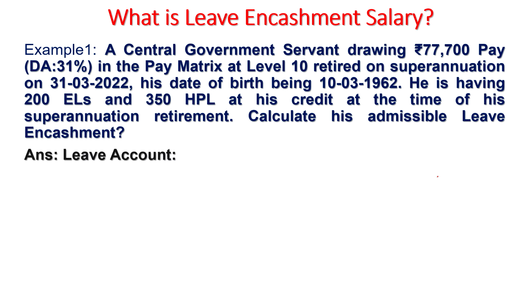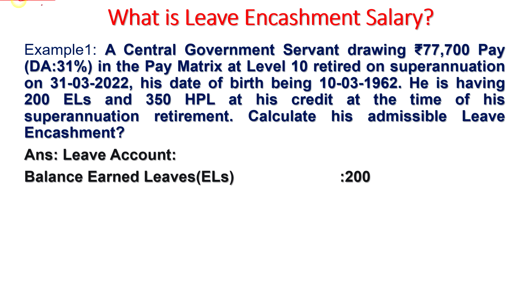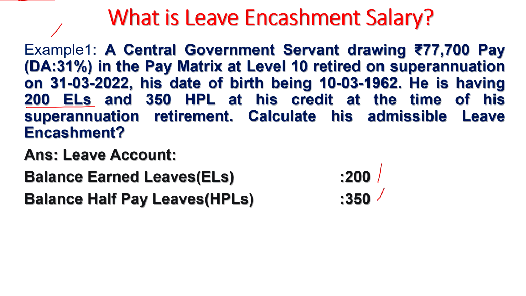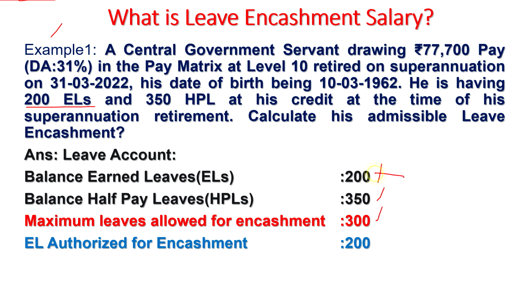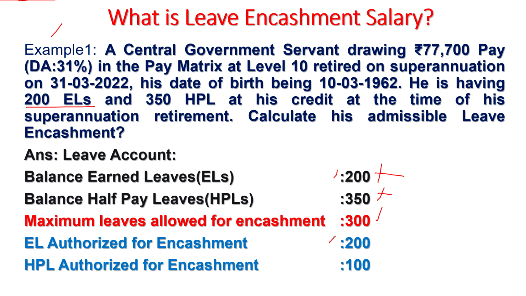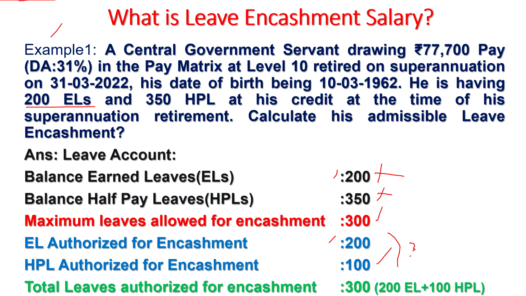This is the question. Now the leave account: the balance of earned leave is 200, as per the question. The balance of half pay leave is 350, and the maximum leave allowed for encashment is only 300. So we will take the 200, and from 300 minus 200, 100 we can take. So EL authorized for encashment will be 200 only, and HPL authorized for encashment will be 300 minus 200, that is 100. Put together it comes to 300, that is 200 EL plus 100 HPL. Like that we should remember in this case.